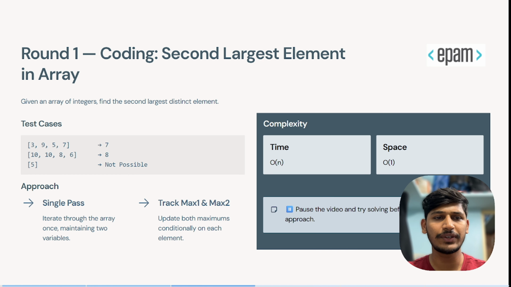So here the test case will go like 3, 9, 5, 7. The second largest element will be 7. The first will be 9. So the output will be 7.